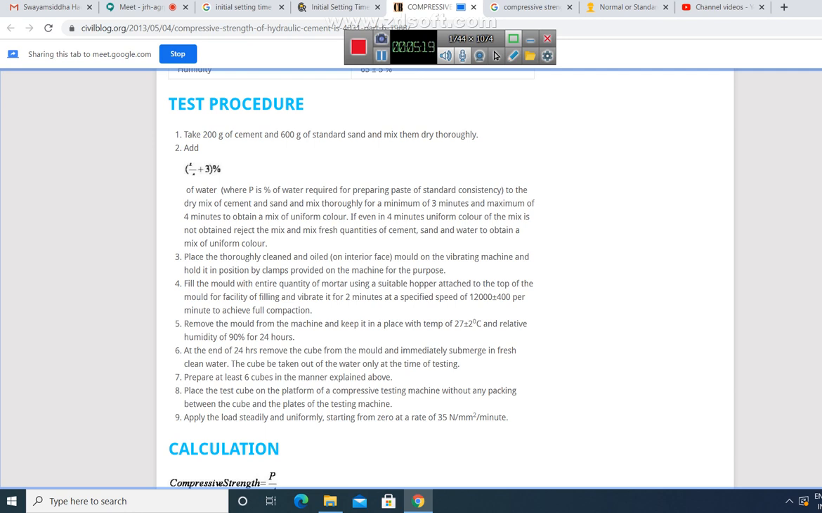So once you have prepared the standard cement sand paste, 200 gram of cement and 600 gram of standard sand are mixed thoroughly, and you are adding P by 4 plus 3% of water, where P stands for water required for preparing a paste of standard consistency. Then after the paste is prepared, the paste is kept in the mold and it is subjected to vibration.